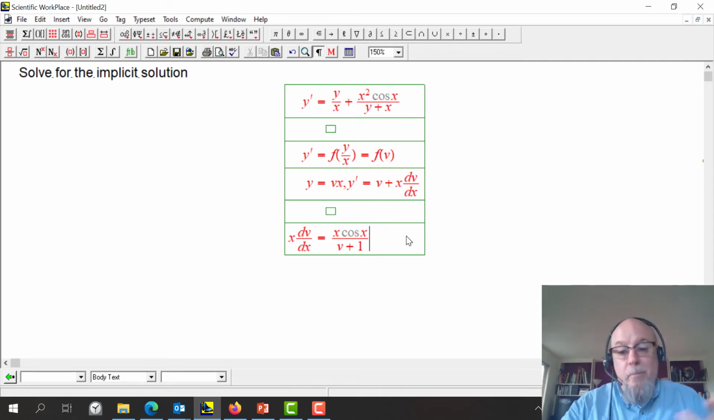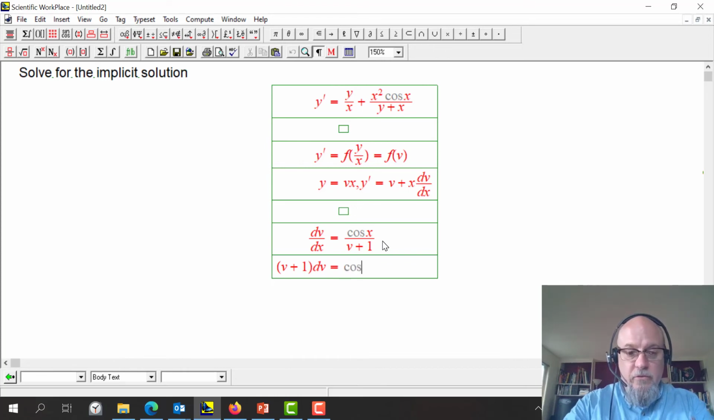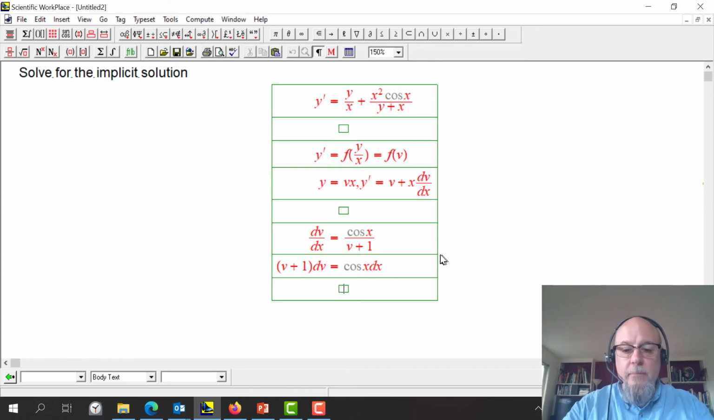So we've established it's not homogeneous, but let's take a look at what I have here. I can now cancel an x off both sides. It's still not homogeneous, but it is separable. I can put all the v's on the v side: dv equals cosine x dx. So it did separate.